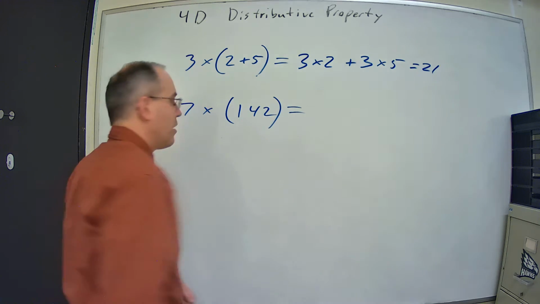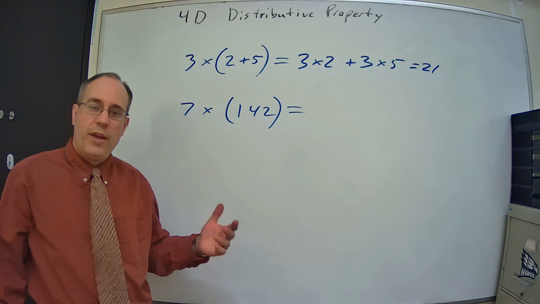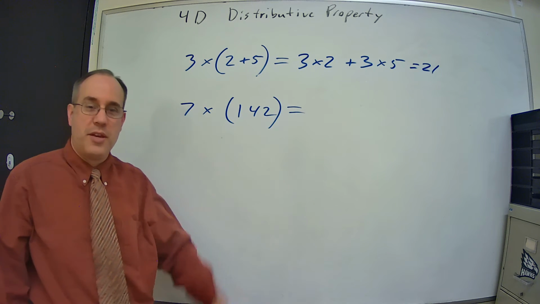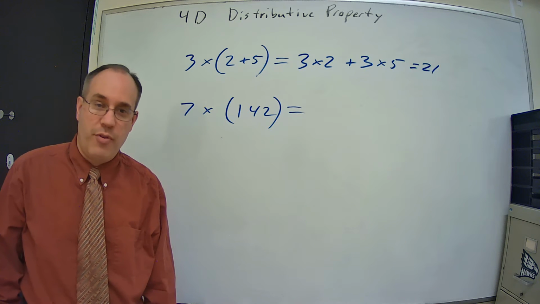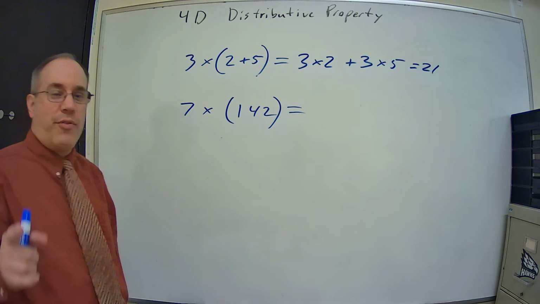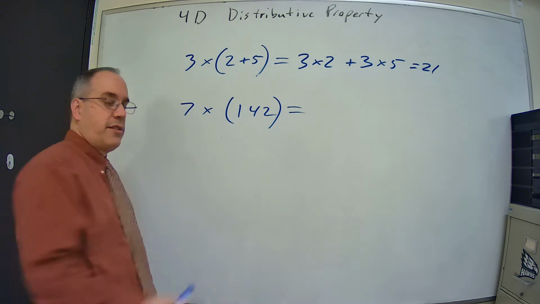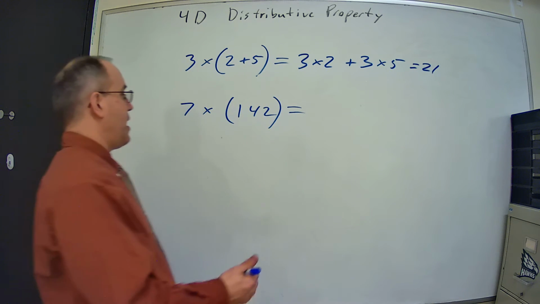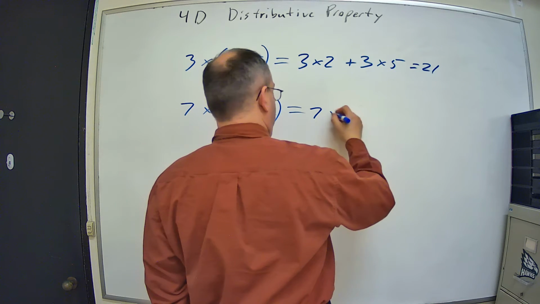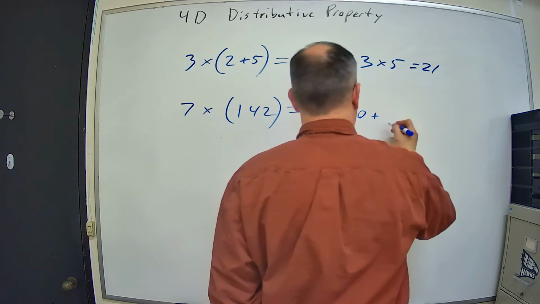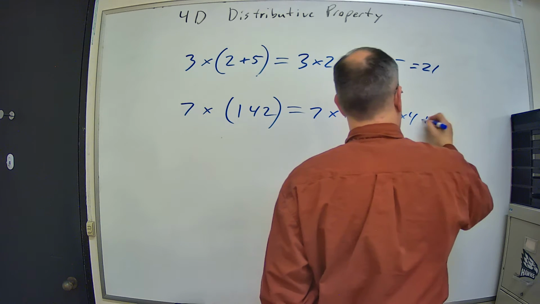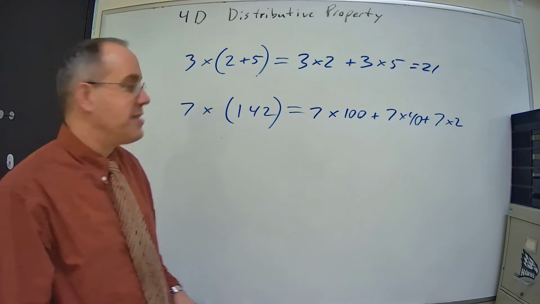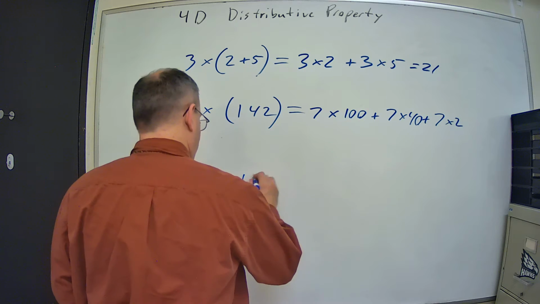142. And I know you're looking at this going, wait, Mr. Davis, there's nothing to distribute this through. That's just 2 numbers being multiplied together. We've done that many times before. But what we've really done when we do this is we distribute through. We're really saying that that's 7 times 100 plus 7 times 40 plus 7 times 2. Isn't that really what we do when we go 7 times 142?